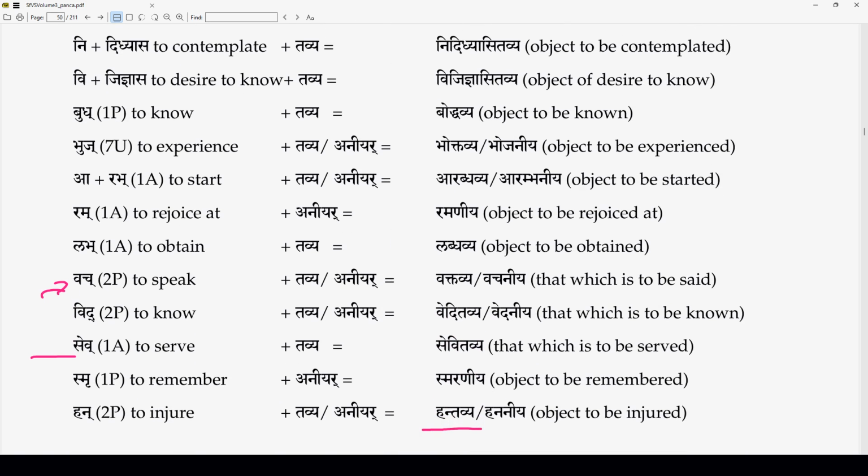Similarly, any other thing you want to use here? Any others? Jnanam labdhavyam. Smaraniya.